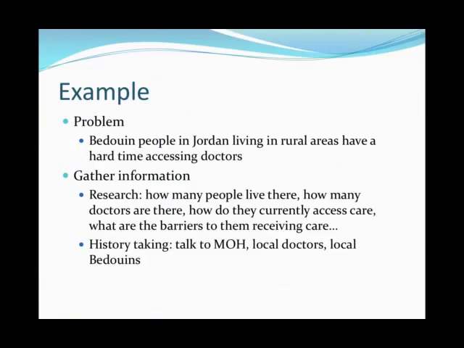Okay, now we're going to go through an example altogether. So the problem that we're saying is that Bedouin people in Jordan living in rural areas have a hard time accessing doctors. So that's the problem. So next step, we're going to gather information, right? That's step number 2. So we got to do some research.